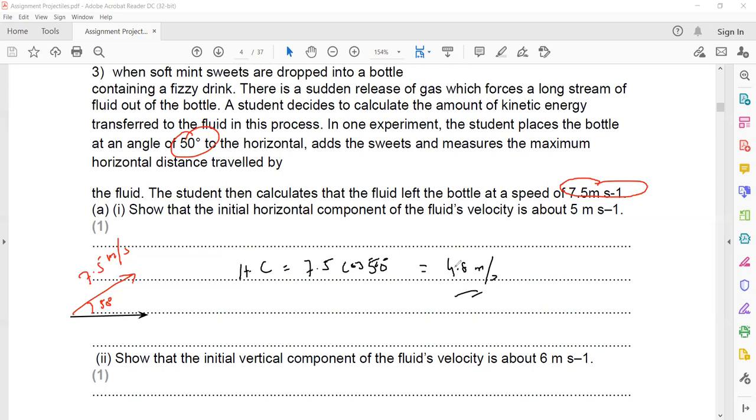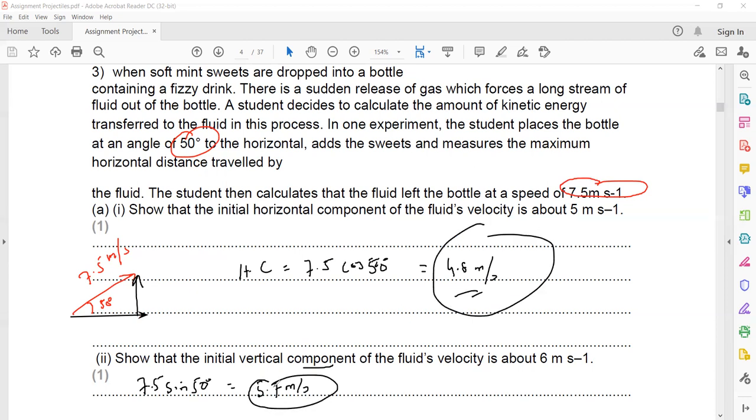That's the horizontal speed of the fluid as it comes out. Then, how do we get the vertical component? That will be equal to 7.5 sin 50, which is equal to 5.7 meters per second. So we got the horizontal component, which is 4.8, and the vertical component, which is 5.7.